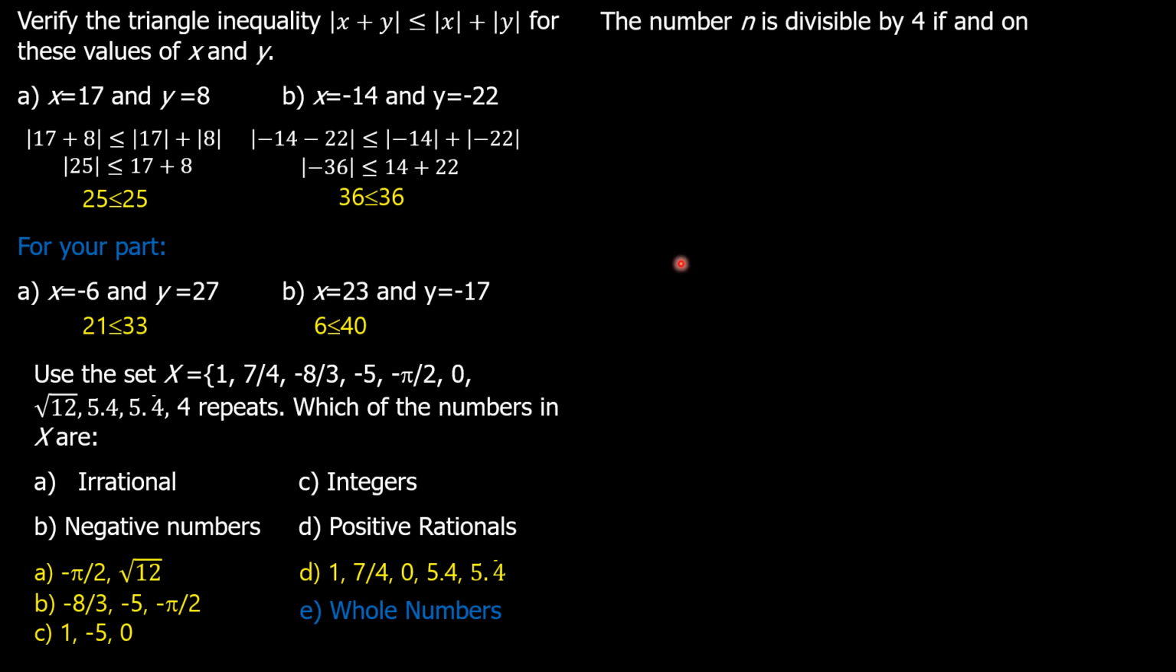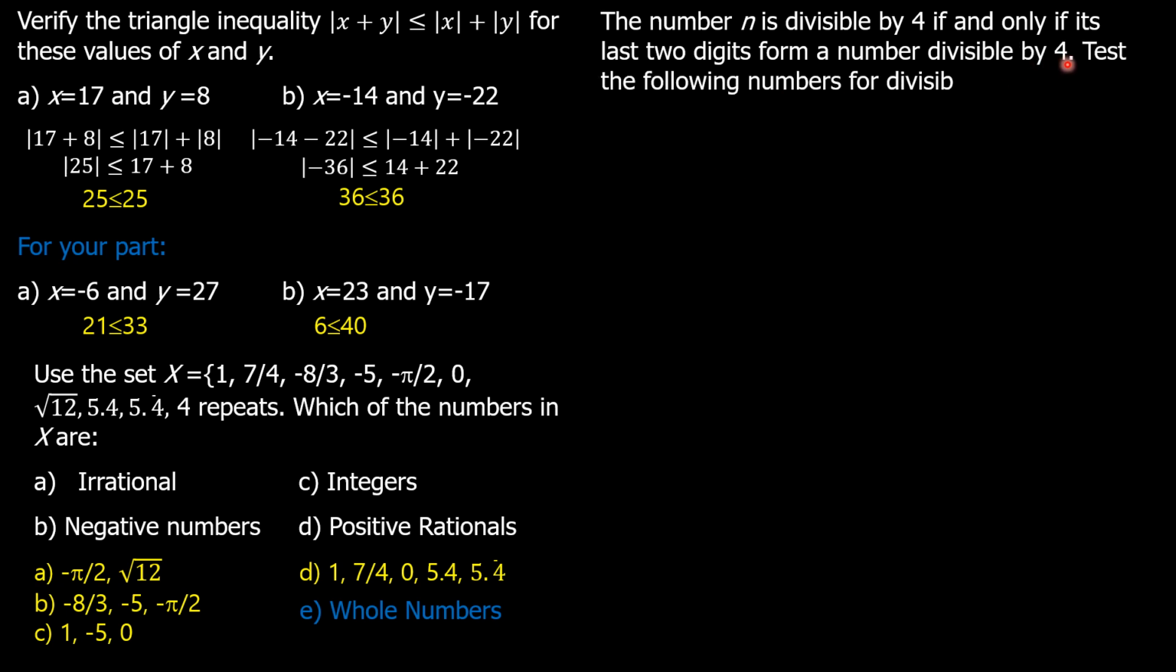Next, the number n is divisible by 4 if and only if its last two digits form a number divisible by 4. So test the following numbers for divisibility by 4. So 7124 is divisible by 4 because the last two digits, 24, is divisible by 4.